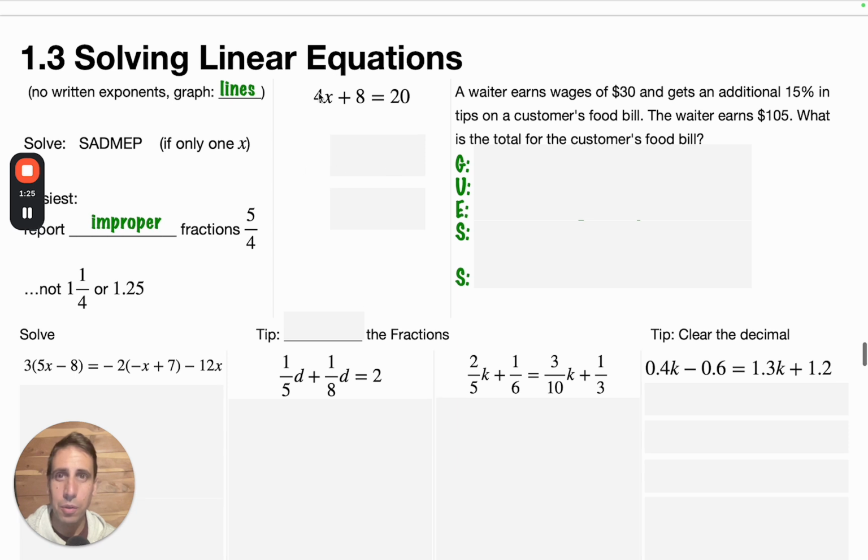I see addition and multiplication. I'm going to undo the addition first by subtracting 8 from both sides. And then I undo the multiplication by dividing both sides by 4. And you get your answer of 3.